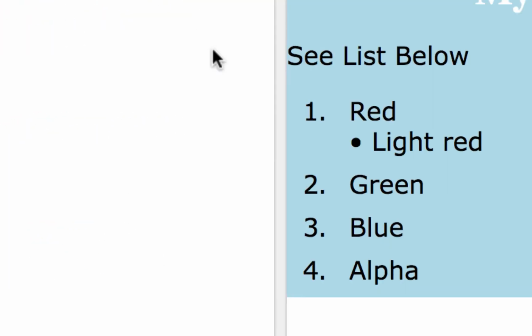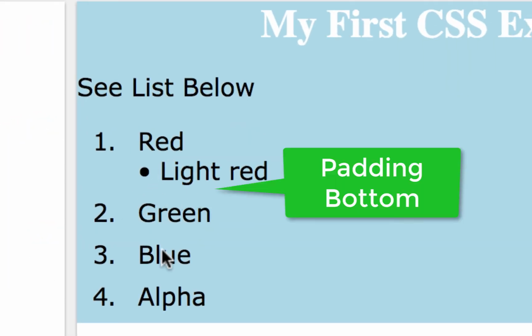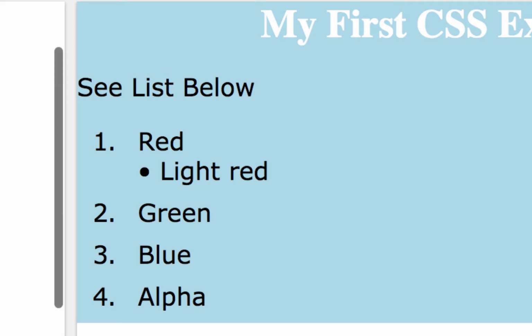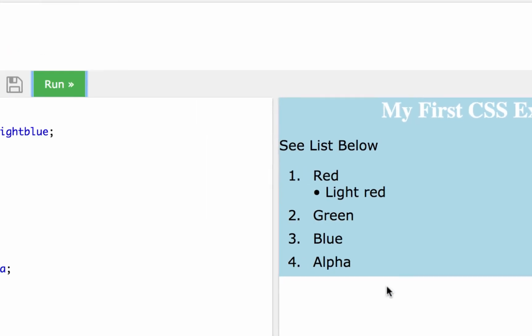And now if I run that, you can see what it does. It puts padding to the bottom of each LI, because remember, we're targeting the LI right now. So that helps you customize a list a little bit. So I just wanted to show you a couple things. Not a whole lot to do. That's all I want you to do right now.